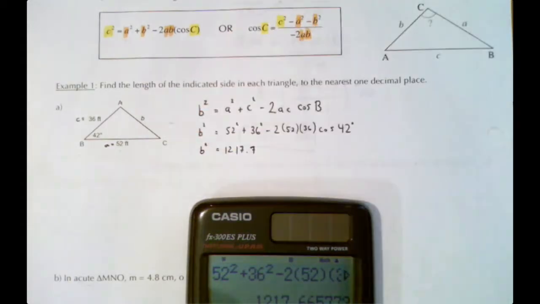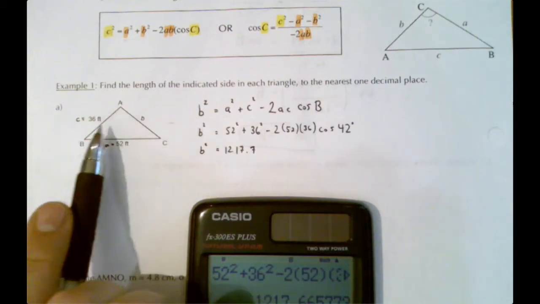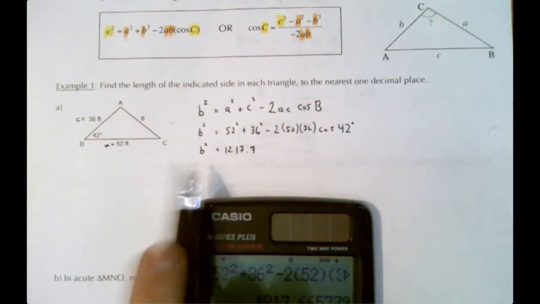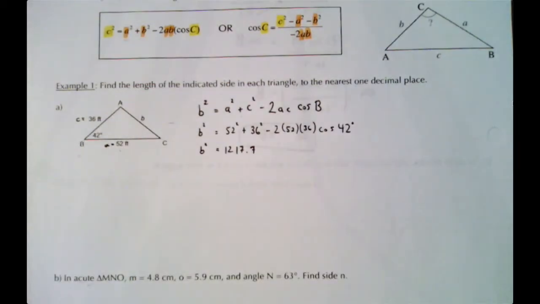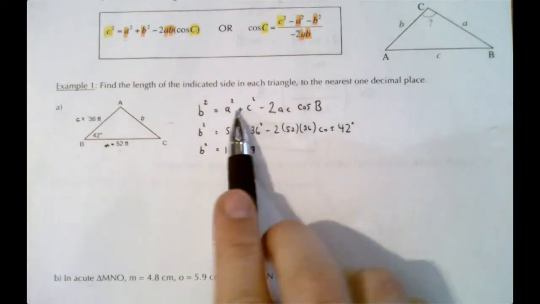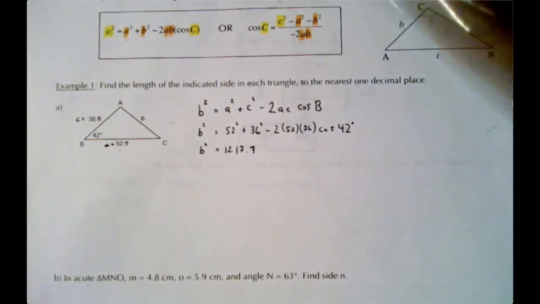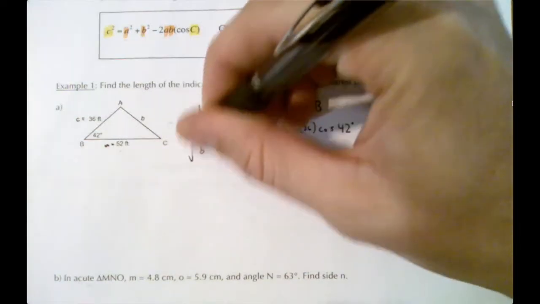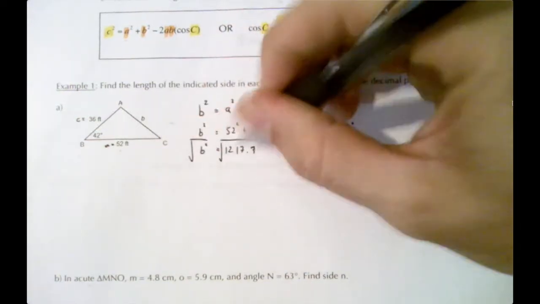Now, that's not what b is. Notice these numbers are significantly smaller than that number. This is what b squared equals. Just like when we're doing a Pythagorean theorem question, we do the squaring and then we have to square root at the end to solve for b, and that's our last step. We have to square root to solve for b.